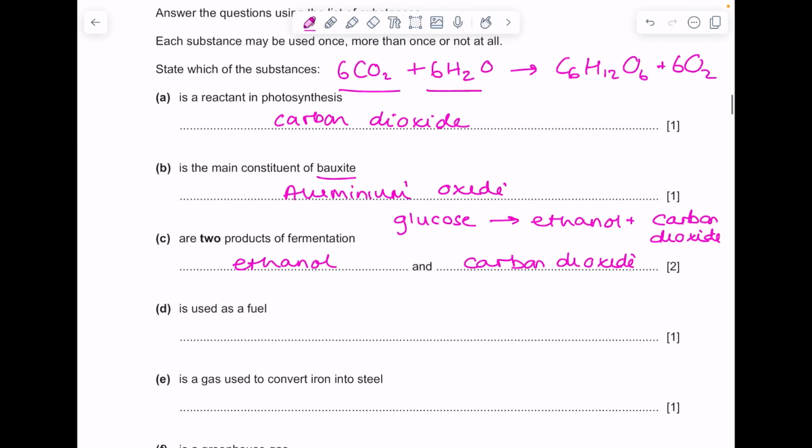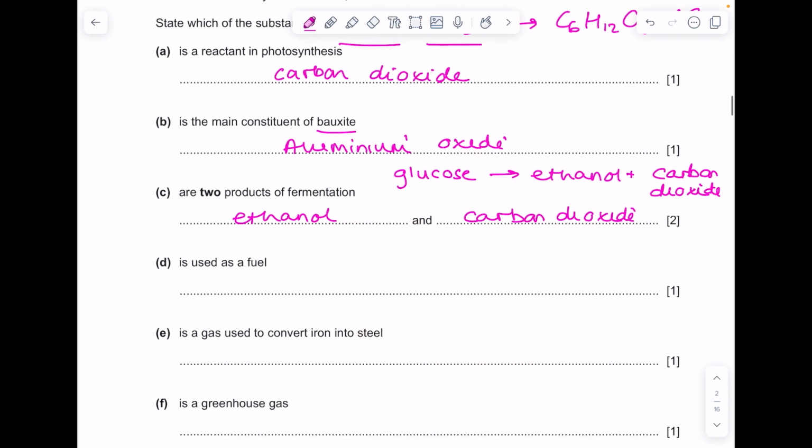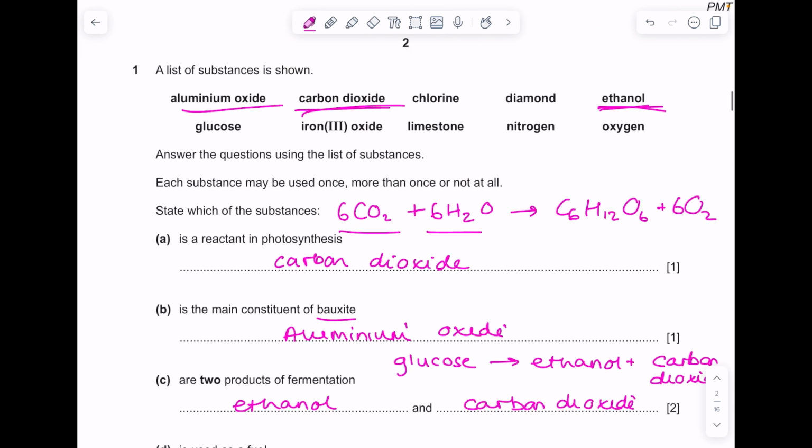Is used as a fuel. We need either an alcohol or an alkane. There's the alcohol again, it's ethanol. Remember, when ethanol undergoes complete combustion, it produces carbon dioxide and water. Is a gas used to convert iron into steel. That's quite niche, but that's going to be oxygen.